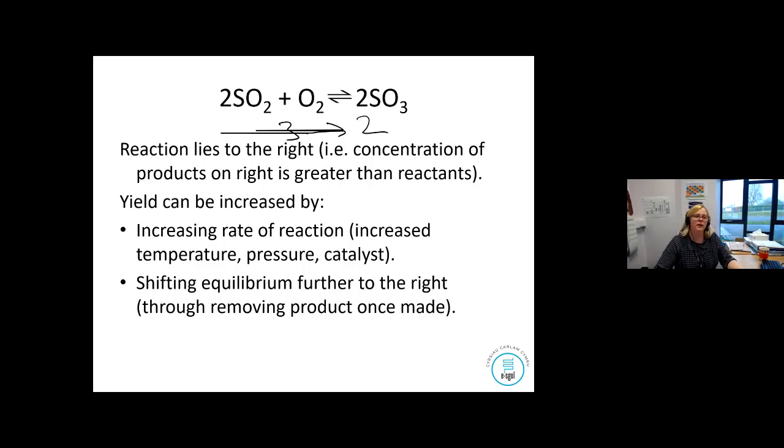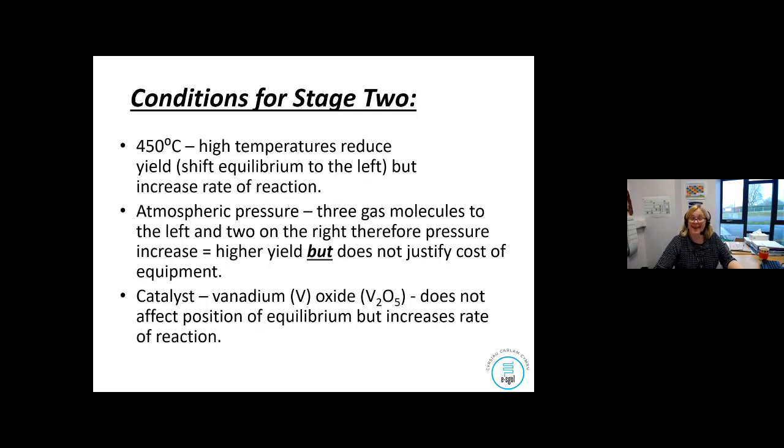So the conditions used for this, again, that intermediate compromise temperature of about 450. They don't go too high because that would reduce the yield, but they don't go too low because that would mean that it's too slow. Atmospheric pressure. Again, you'd think that just above it is what they actually use, just above atmospheric, and that's because the 3 to 2 isn't significant enough to make it worth the cost of pressurizing the system as a whole.